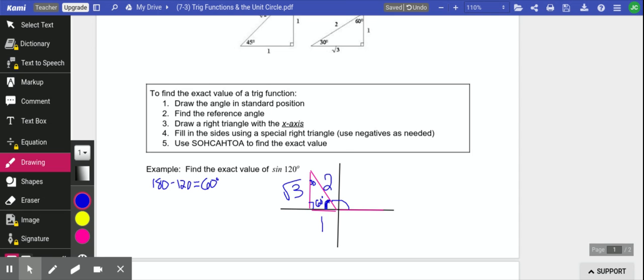Now, this part says use negatives as needed. I want you to think about this point. To get to that point, we are going left 1 and up root 3. So this is going to be a negative 1 because we're left 1 and up root 3.